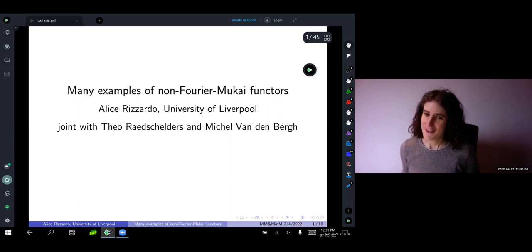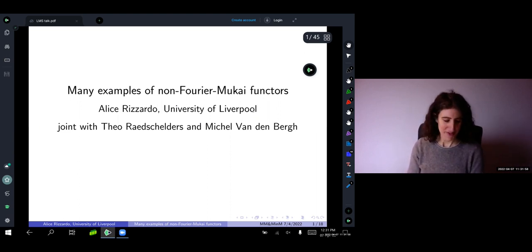Okay, so my title is perhaps a bit obscure to some people. So what I'm going to do is start by defining what a Fourier-Mukai functor is, and then we can move on to non-Fourier-Mukai functors.